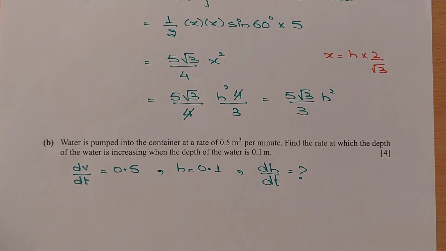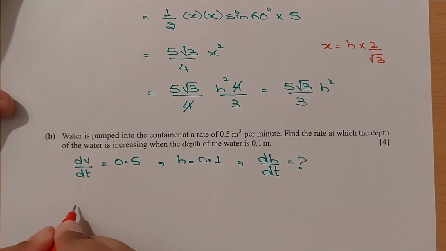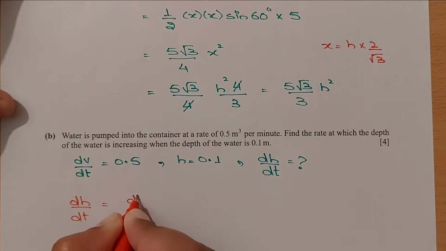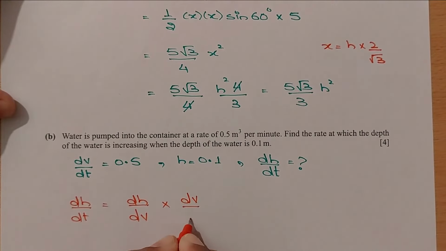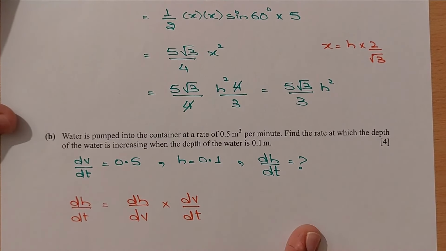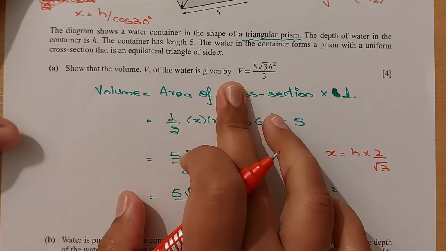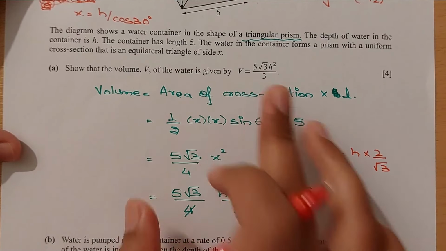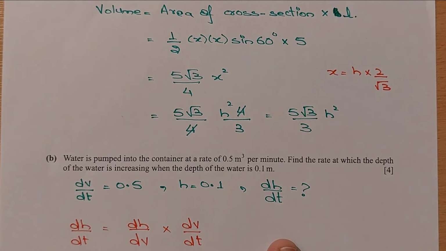Okay, so we have to apply the chain rule over here, right? So dh/dt is equal to dh/dv times dv/dt. We know dv/dt. What is dh/dv? We have v, so we need to find the derivative of v with respect to h, dv/dh, and then take the reciprocal of it.